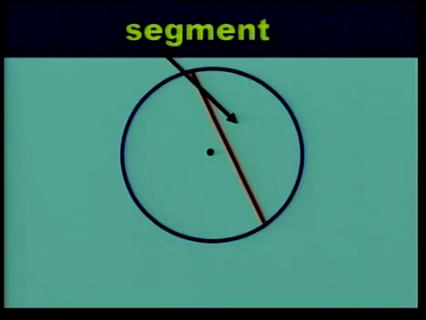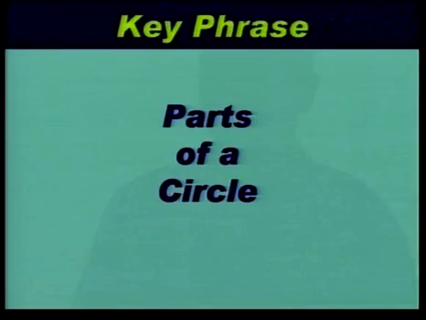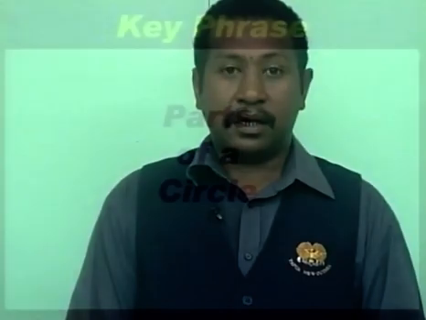80s and receiving students, we have come to the end of our lesson. Our key phrase for today's lesson is parts of a circle. To the receiving teacher, for the next lesson, I would like you to prepare these materials. Receiving students, you can also prepare these materials for our next lesson. The materials are as follows.